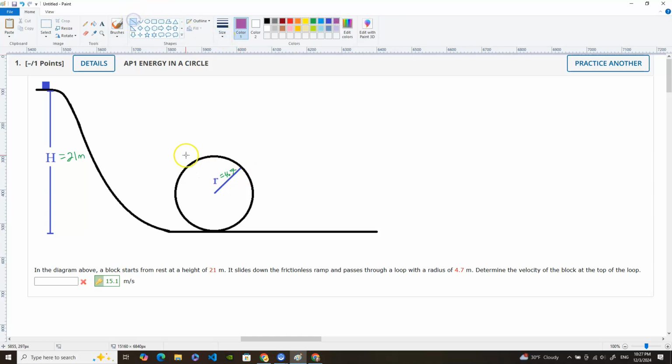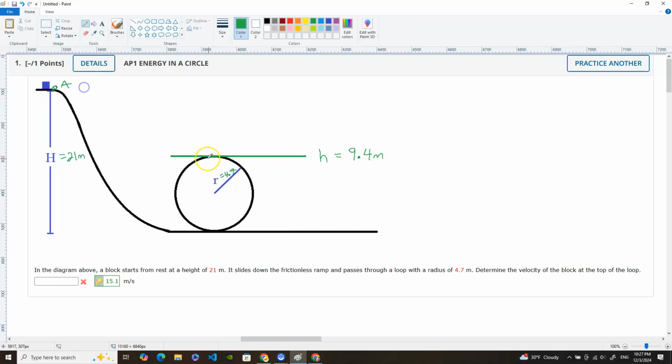So this is trying to play with you to see if you understand how energy conservation works. Just because it's the top of the loop does not mean the velocity is the square root of gR. The velocity has to be at a minimum the square root of gR. This height is going to be 9.4 because it's 2R, twice the radius, the diameter of the loop.